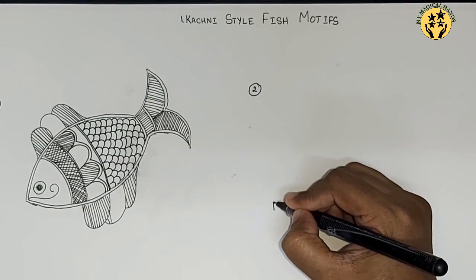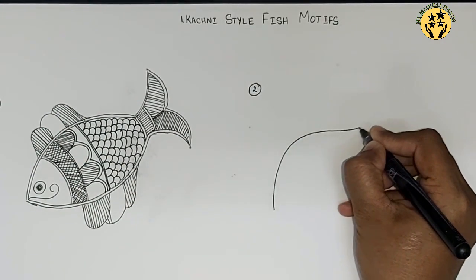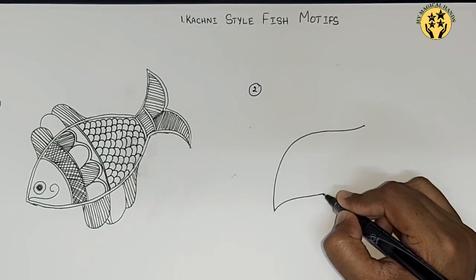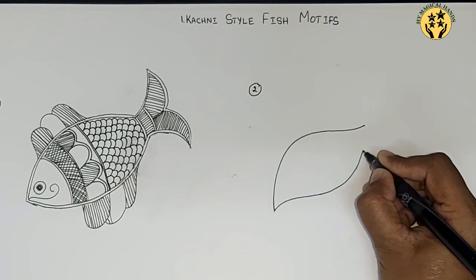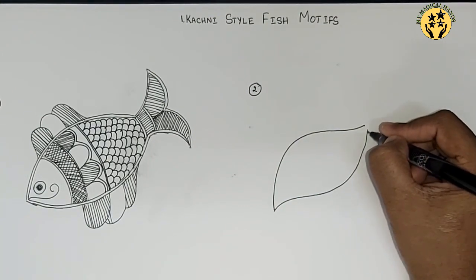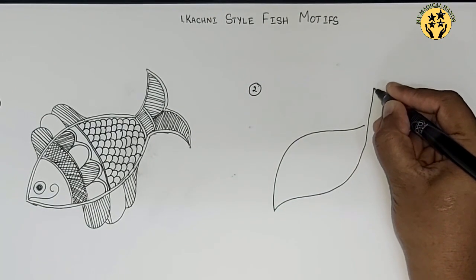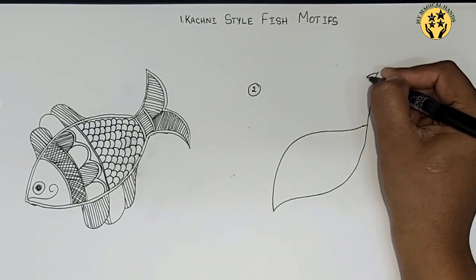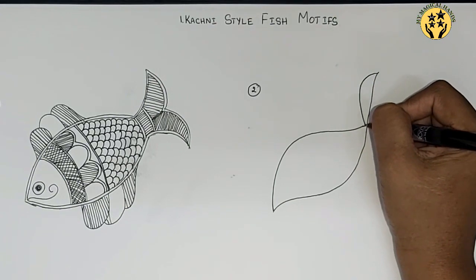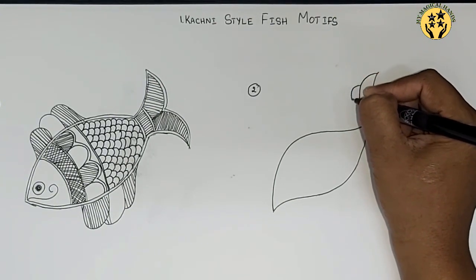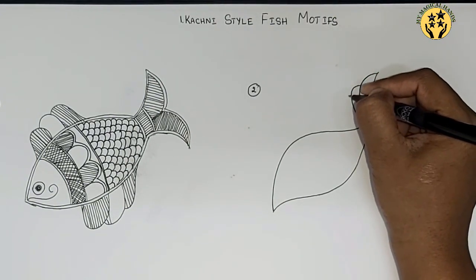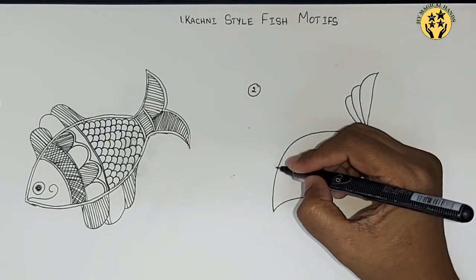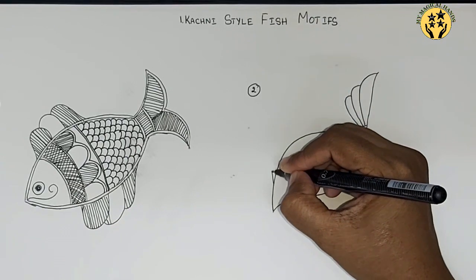Now I am going to show you the second type of fish motif. First draw the curve like this, then draw the down curve like this and extend the down curve to make the tail portion. 2 or 3 curves you make like this. Now I am going to start the fin portion. Down part also I am going to make the same fin.